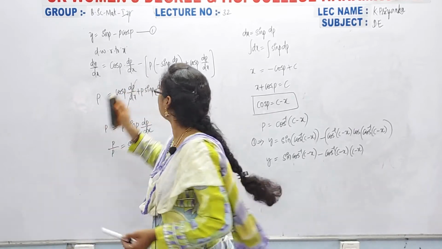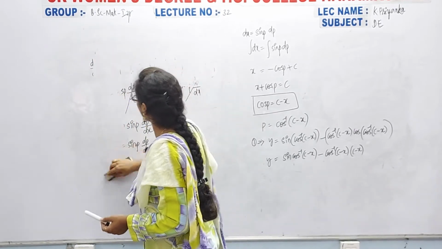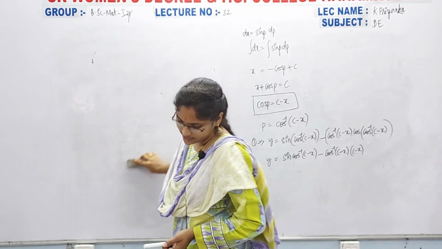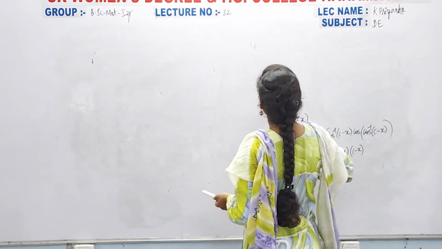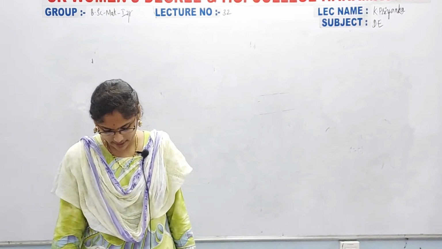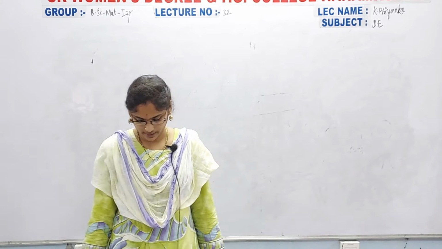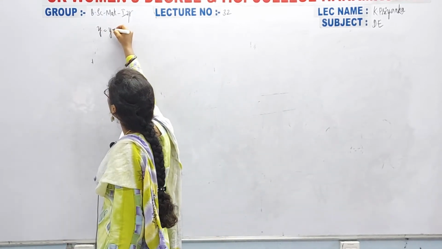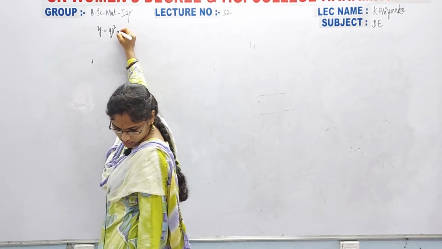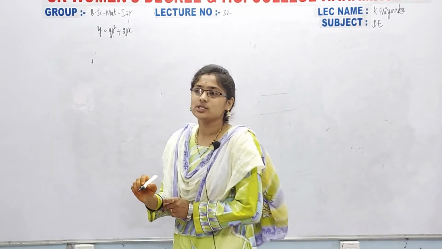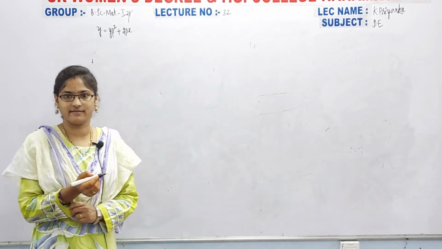Solve y equal to yp square plus 2px. Okay, what is the question? y equal to yp square plus 2px. Okay, so now here first of all we have to calculate the y value, right?